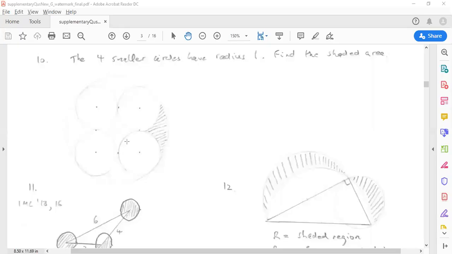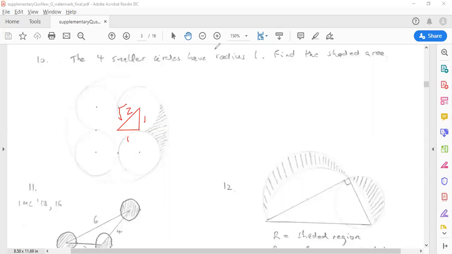Let's now try to answer question 10. So the smaller circles have radius 1. So that means that if I draw a line from the center of the big circle to one of the smaller circles, and if I consider this right angle triangle, it means that because the shorter sides are both 1, the radius of the smaller circle, that hypotenuse is √2.